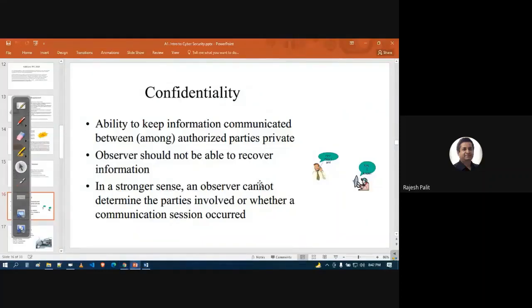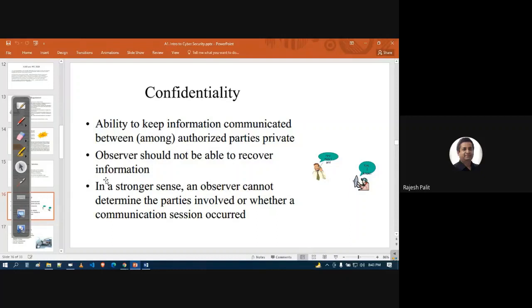Now the confidentiality. I think it is already mentioned. I don't need to repeat again, right? So ability to keep information communicated between authorized parties private. That means if they are talking, only the conversation should be in between the two of them. An observer, someone who sees them communicate, should not be able to recover the information.